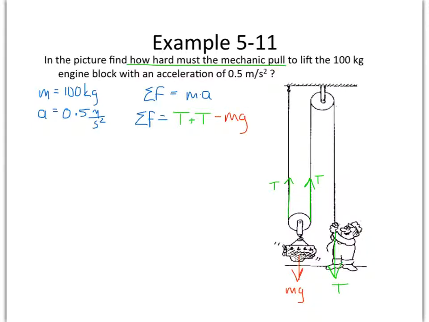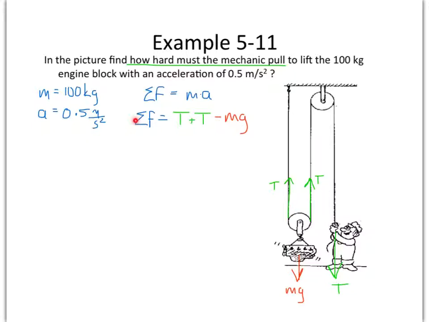So we have our global statement about the net force on the engine block, mass times acceleration, which we know, and also the component statement: tension up plus tension up minus mg is going to be equal to this mass times acceleration. Since these are equal statements, let's set them equal to each other and solve for that tension.